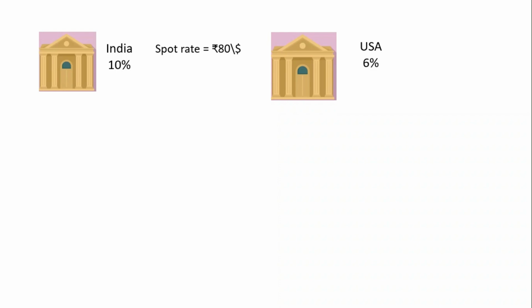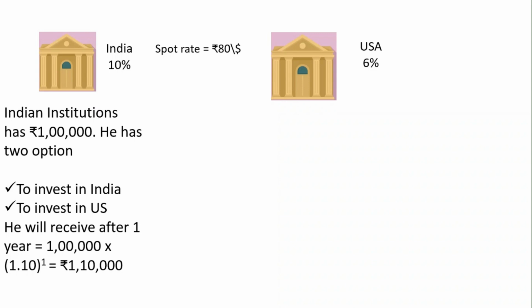Now, as an investor, I have an option. Let's understand this concept from an Indian investor's point of view. There is an Indian investor who may have some amount of money to invest, and let's assume that amount as 100,000, or in Indian denomination 1 lakh Indian rupees. They have two options.